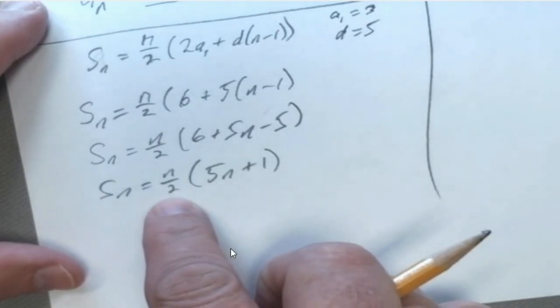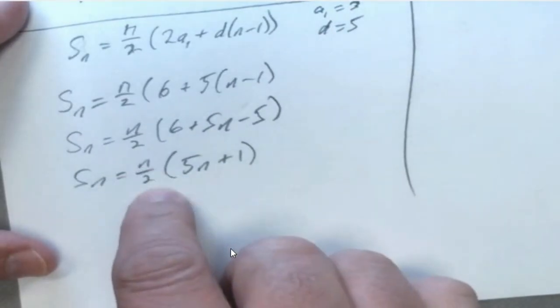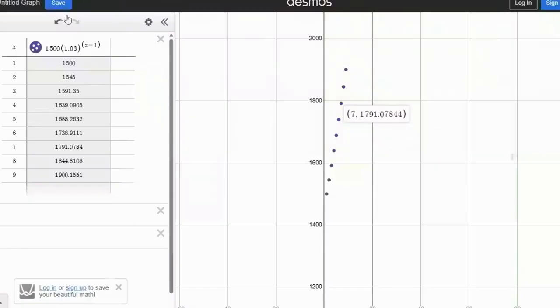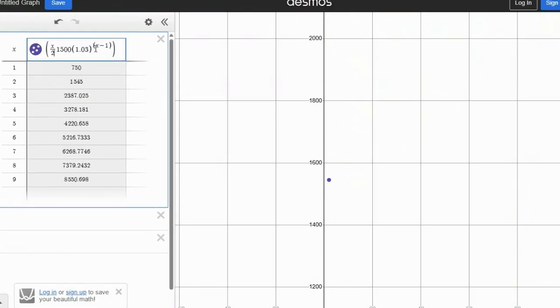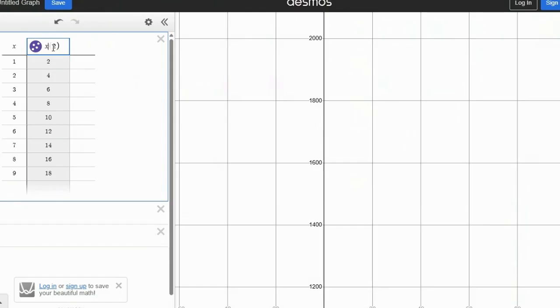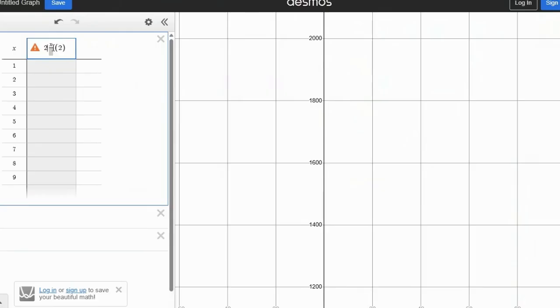I wonder if they simplified it anymore. Let's see if we can just graph it as it is. X divided by 2 times parentheses 5x plus 1. Let's try that. No need to go further than we have to. All right, so this will be x divided by 2. Oh, it didn't delete the rest of that. Divided by. Oh, what's it doing? There it is. Okay, x divided by 2 times 5x plus 1. Okay, it gave us numbers.